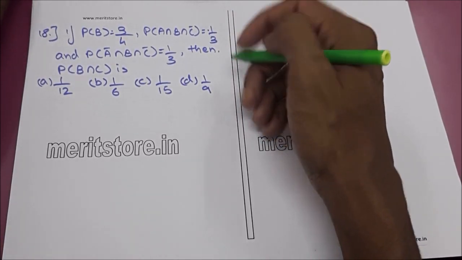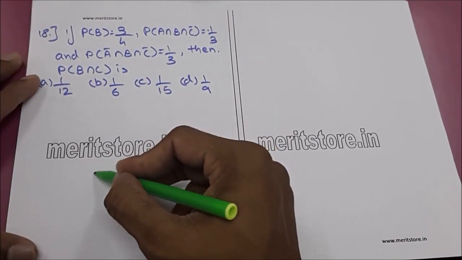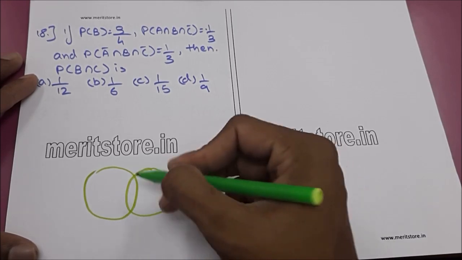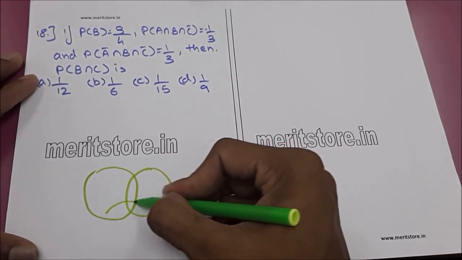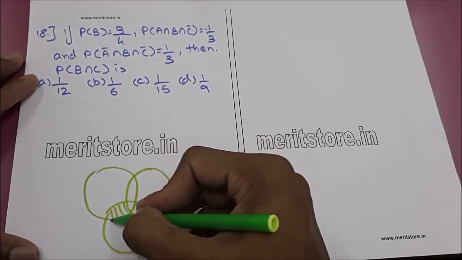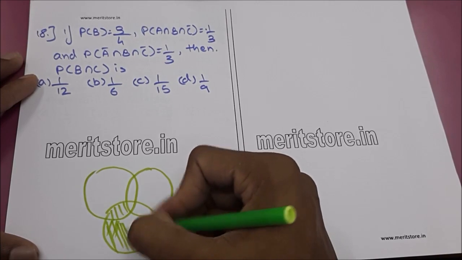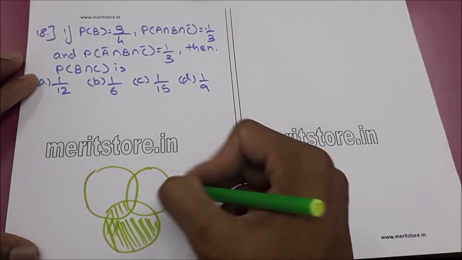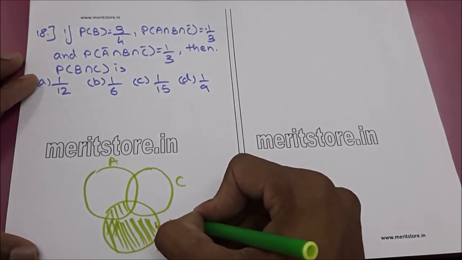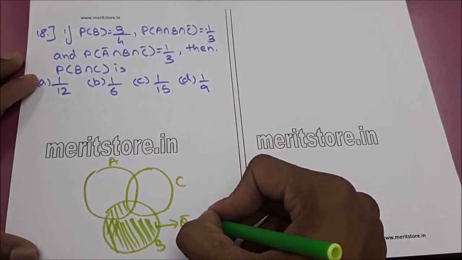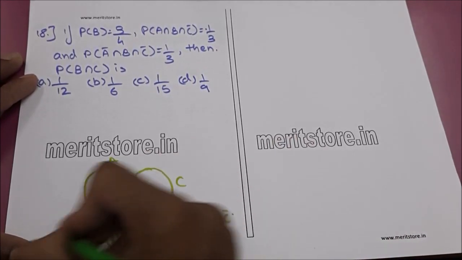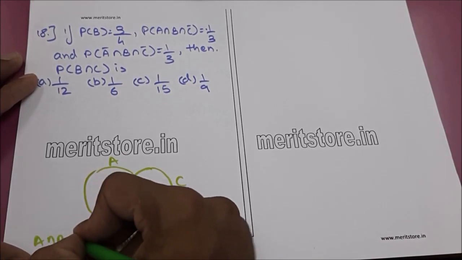From Venn diagrams we can see that if we draw a Venn diagram for A and B and C, which all three are intersecting each other, this is C, this is A, and this is B. For this circle we can write A bar intersection B intersection C bar, and for this we can write A intersection B intersection C bar.